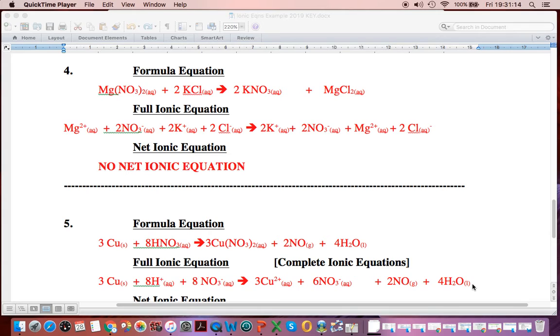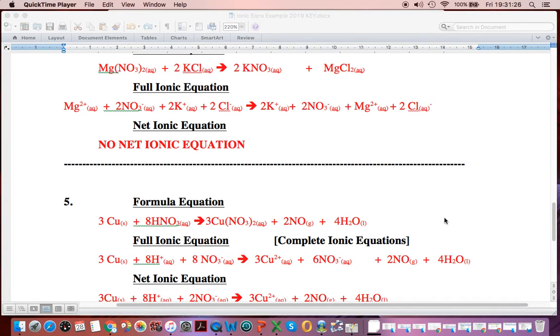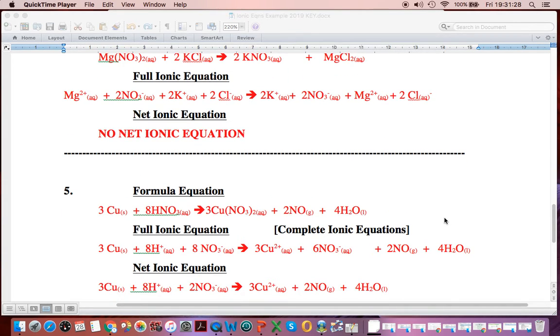So you say, what can we cancel out here? Well, not a lot. We had 8 nitrates here. We had 6 nitrates here. So we go goodbye 6. 8 minus 6 is 2. We're going to end up with 2 nitrates on the left. And you can go through and actually check that this is balanced in terms of atoms and charge.